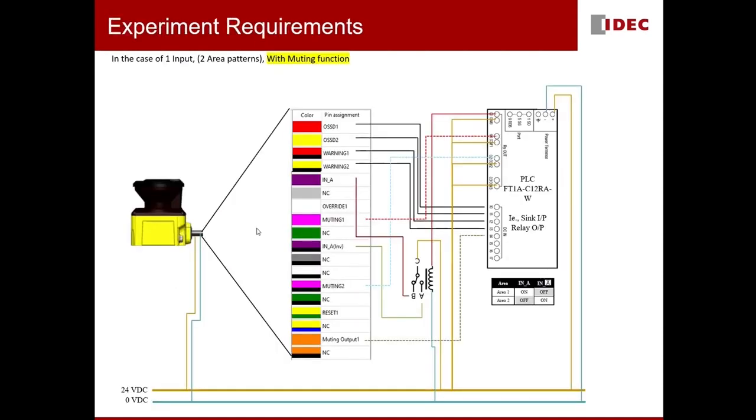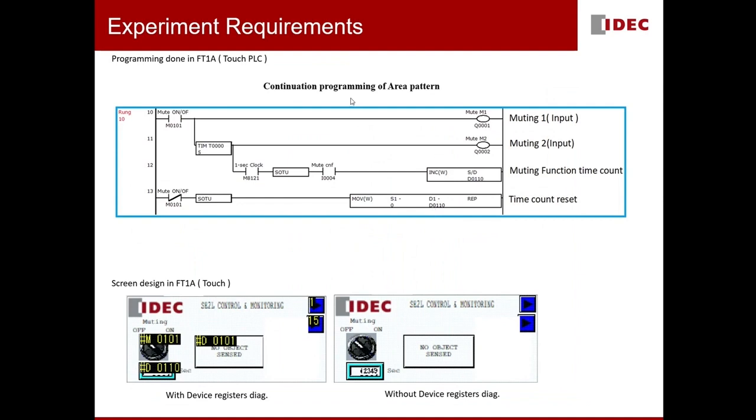So in this experiment, we are going to look into the muting function in addition to the area patterns which we have seen in the previous video solution. So there are two inputs we are provided, that is muting 1 and muting 2. The wiring has been given to Q1 and Q2 of the PLC. A small program has been designed for that.